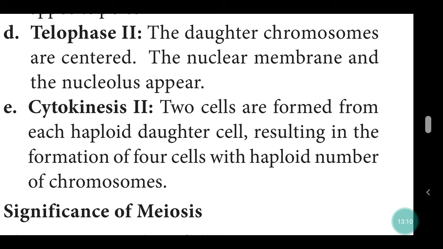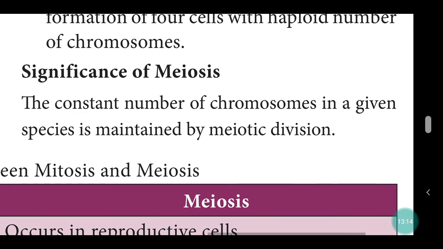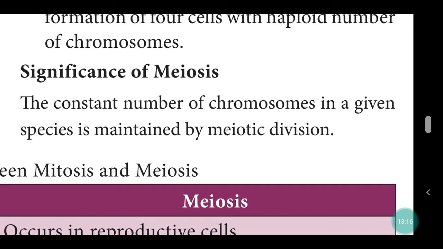Significance of meiosis. The constant number of chromosomes in a given species is maintained by meiotic division. What is the meaning? Our cells will have only 46 chromosomes. Who is maintaining this? Meiosis only is maintaining it.